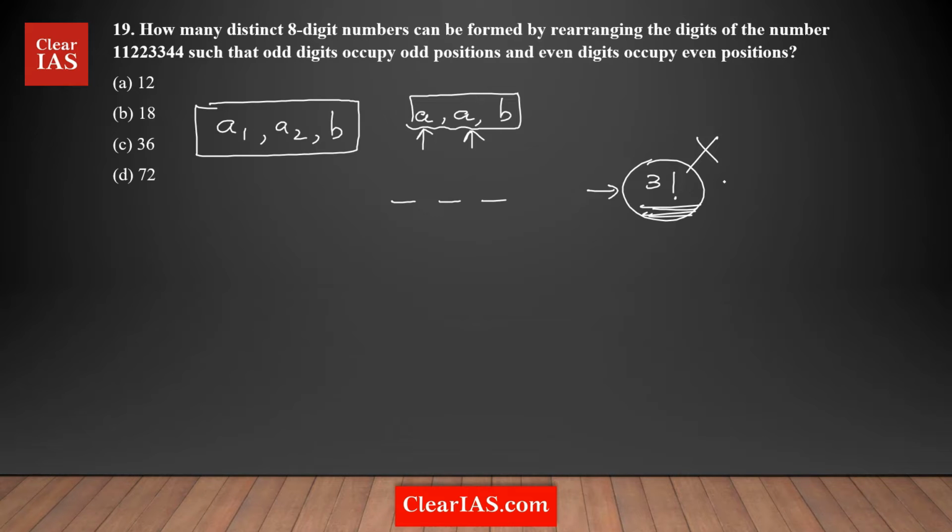So I'm just writing down the six possible ways you can arrange them. One of them is you start with A1, the next letter is A2, then B. This is one of the arrangements. Or starting with A1, it could be B, then A2. Second possible way. So I've covered all the possibilities starting with A1.